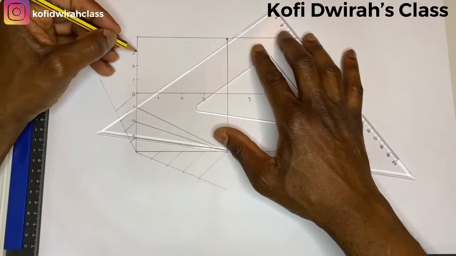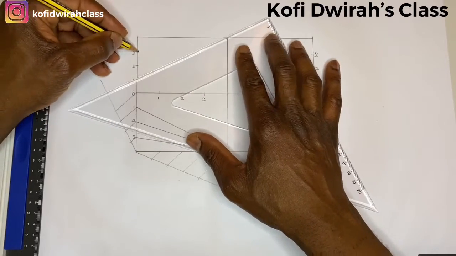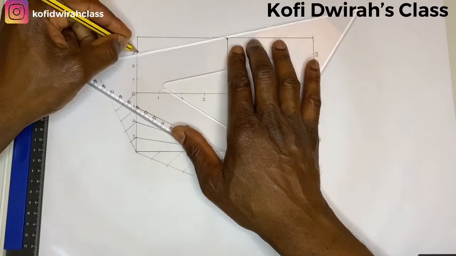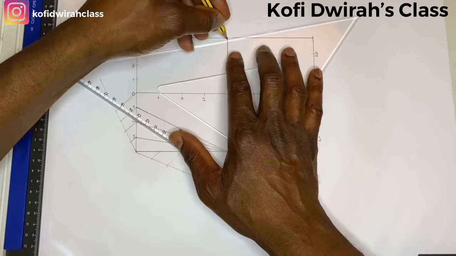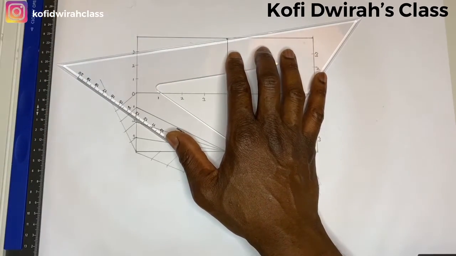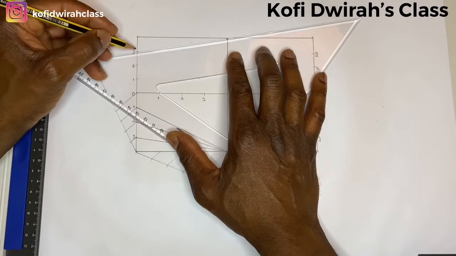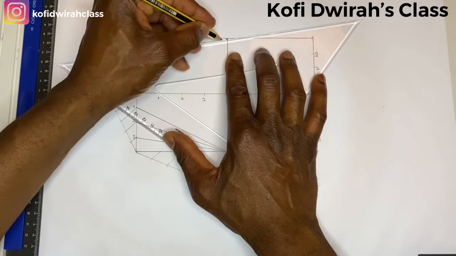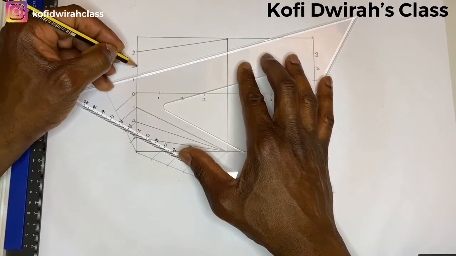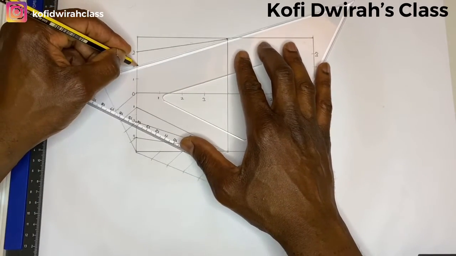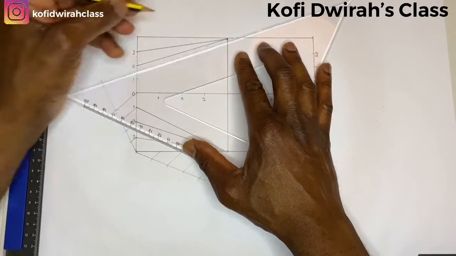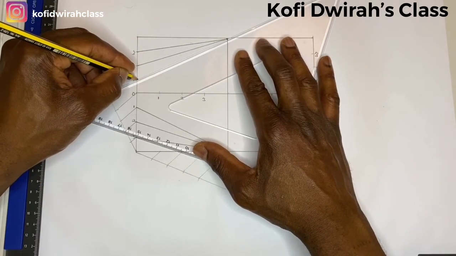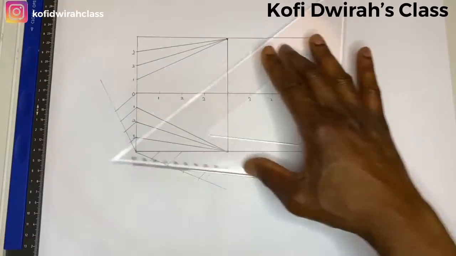Then from here, from 3 to this point, you draw a line. Then from 2 to the same point, you draw a line. Then from 1 to the same point, you draw a line.